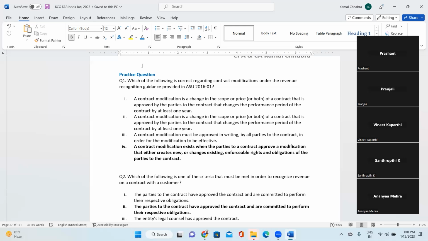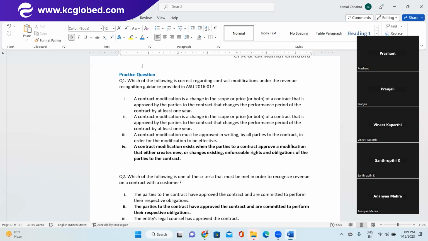And why fourth is right? So it is as per the revenue recognition. If both parties are agreeing to any change, then they can create a new contract. That is one option available. Or they can add or delete the clauses in the existing contract. Or maybe they can change the rights and obligations. Like obligation, maybe you have to pay more or less. Change in scope, basically. Yes.